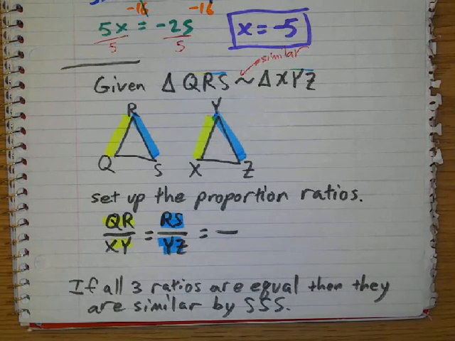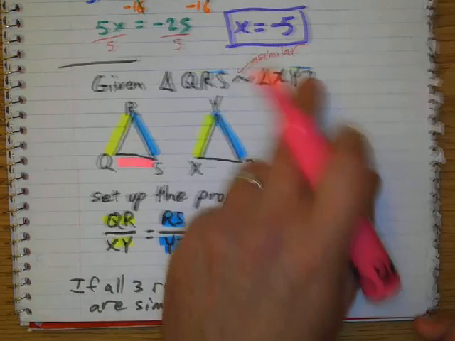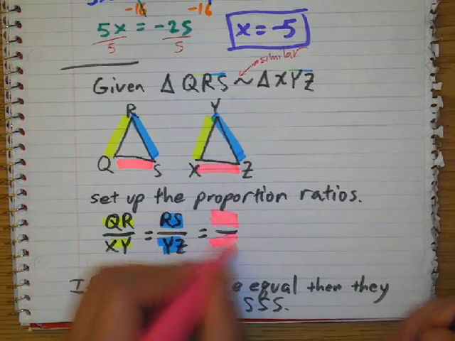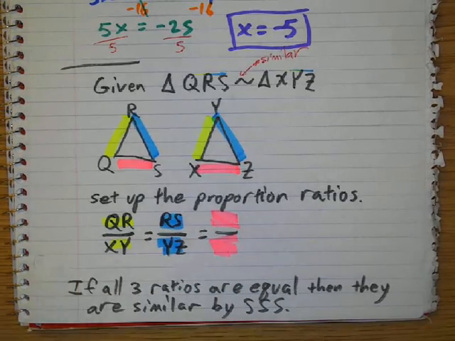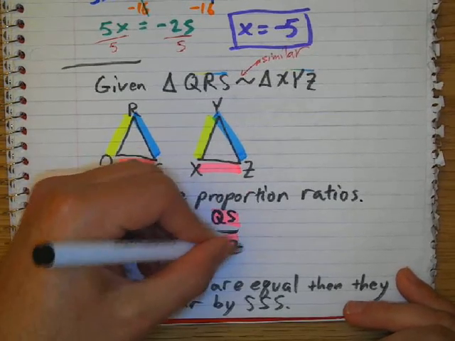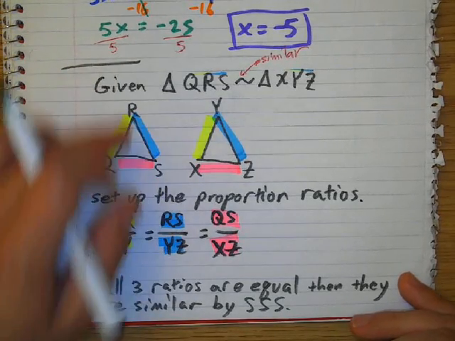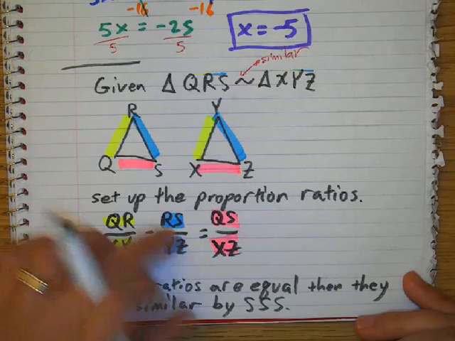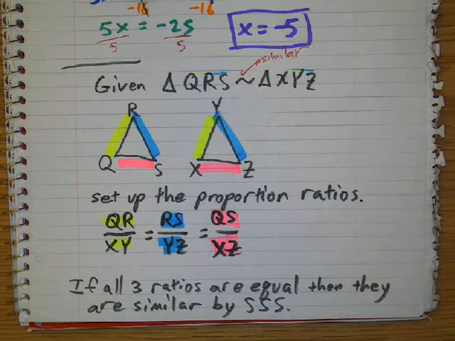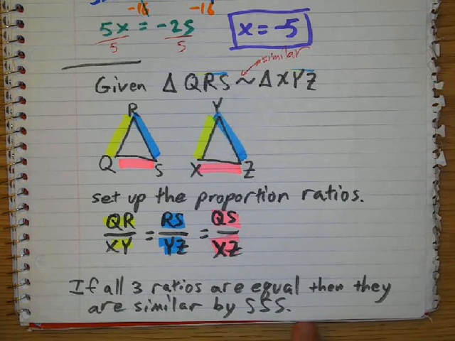Okay, and finally, the first and the last is QS, and the first and the last is X and Z. So those ratios should be equal too. So the ratio of QS over XZ. So if I knew this line and this line length, I could create the ratio. Or if I knew this line length and that line length, I could create a ratio. If I know this length and this length, I can create a ratio. And all of those ratios should be equal. And if they are, then it is similar by side, side, side similarity.